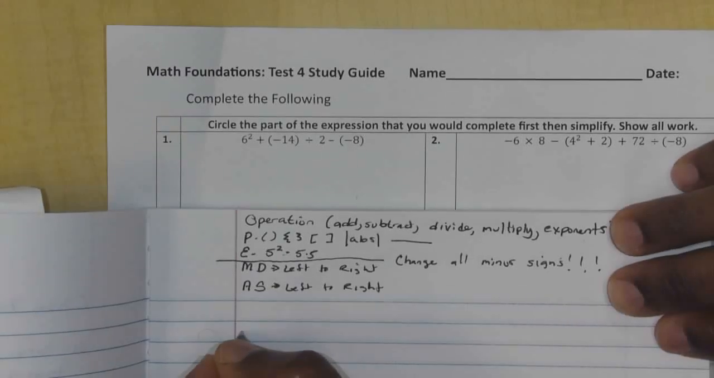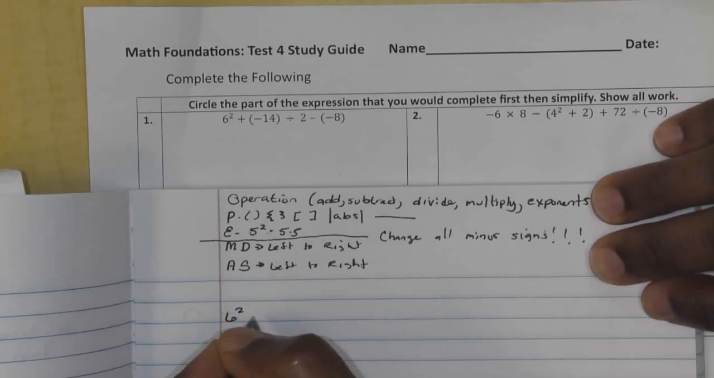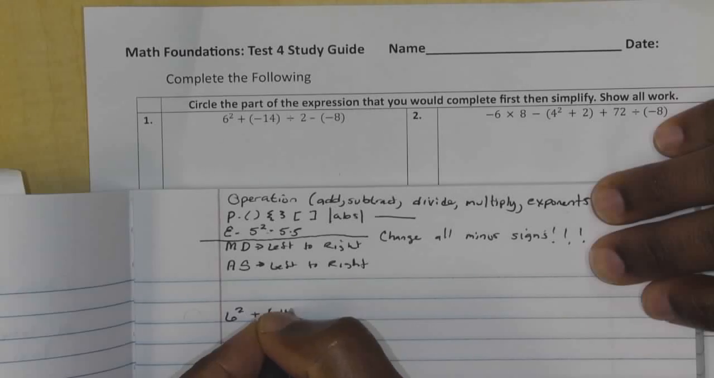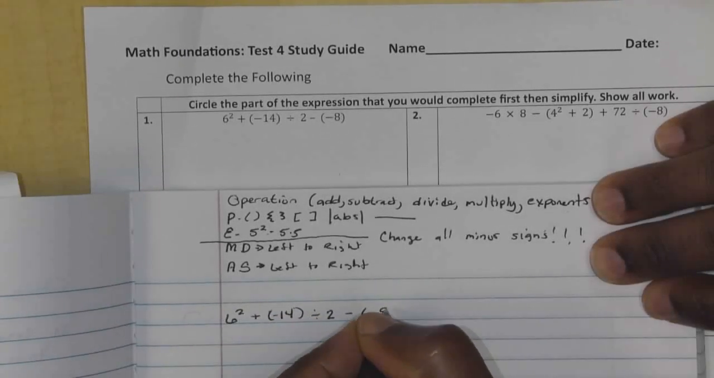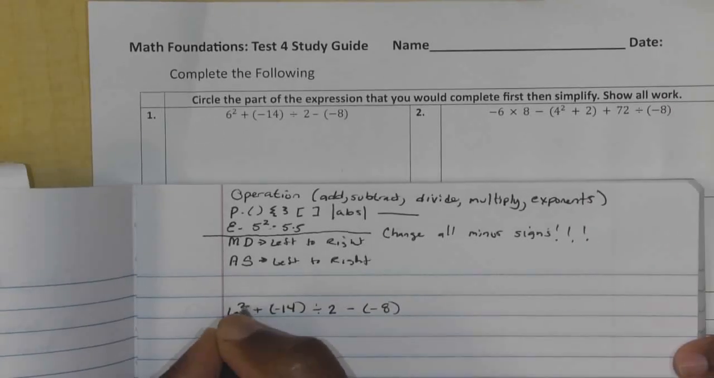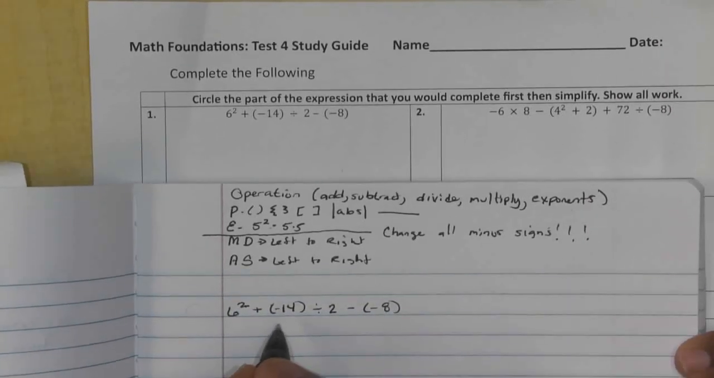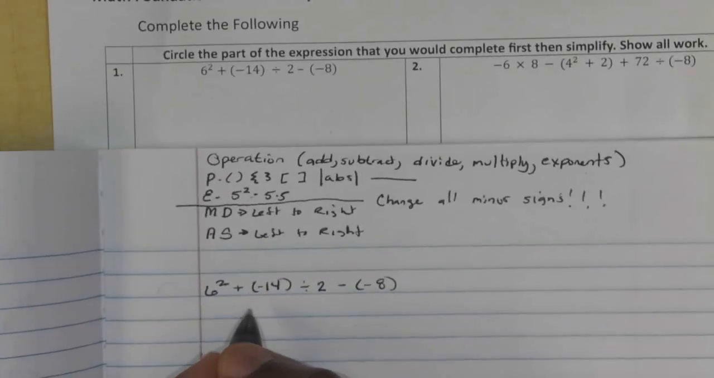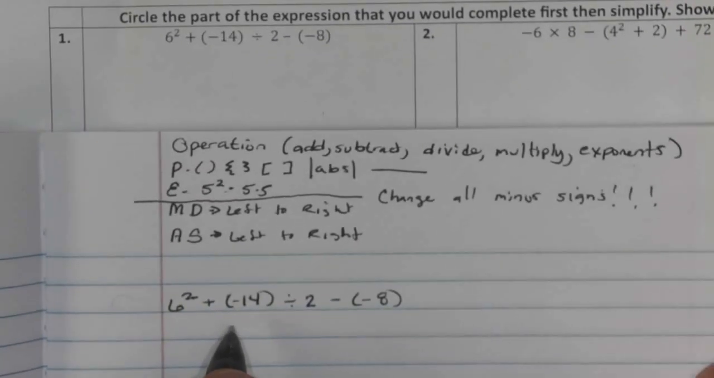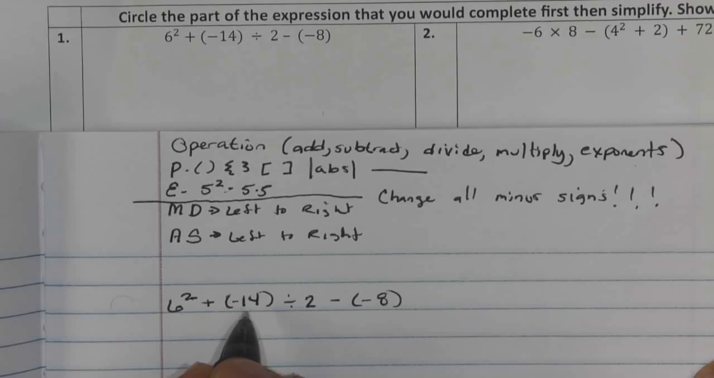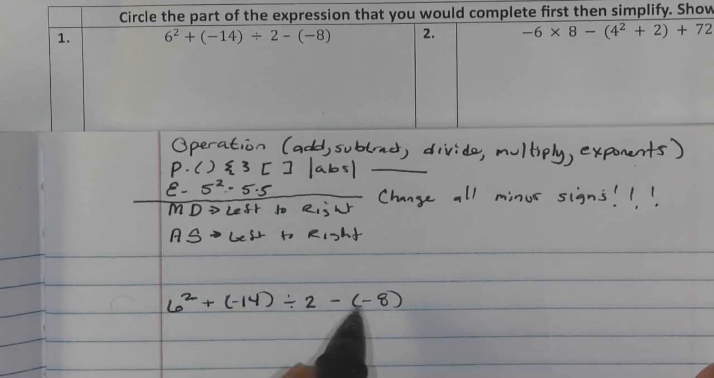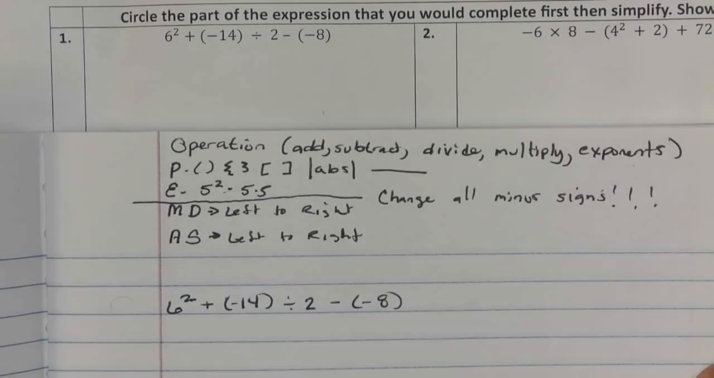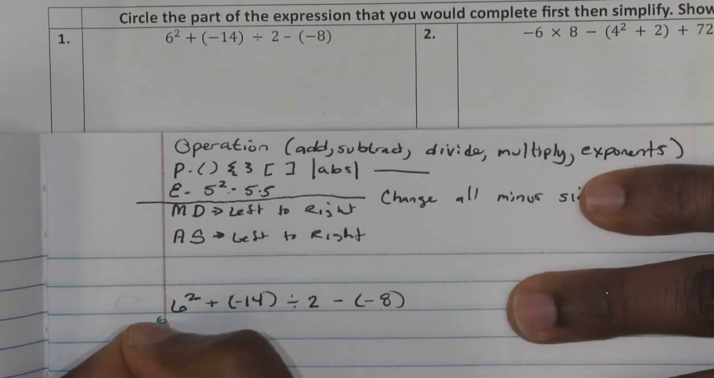So for this first one, we have 6 squared plus negative 14 divided by 2 minus negative 8. All right, now, the first order says do what's in parentheses first. There's an issue with that. What's inside this parentheses right here? Just a negative number, so you can't do anything. What's inside that parentheses? You can't do anything in there. So now we go to exponents. Do you have an exponent in there? So here we go. You say 6 times 6.